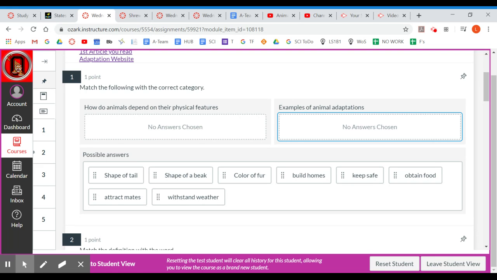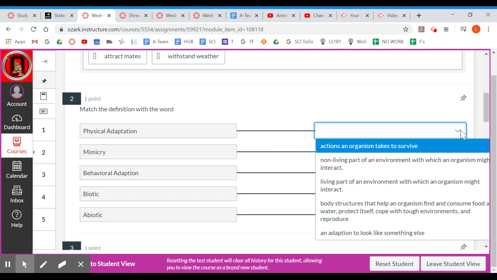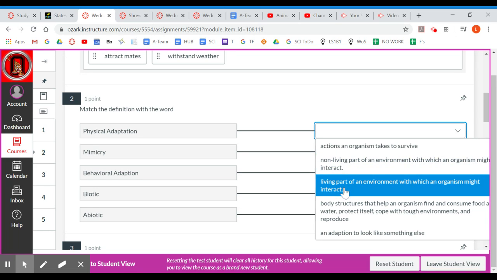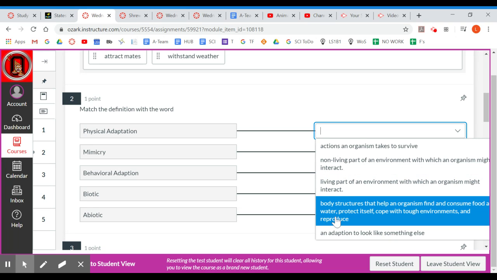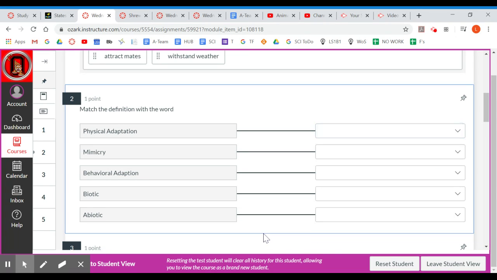Question number 2. You can pause the video if you need to. Here you're just straight up matching definitions with the word. So physical adaptation. The definitions are: actions an organism takes to survive; non-living part of an environment with which an organism might interact; living part of an environment with which an organism might interact; body structures that help an organism find and consume food, water, protect itself, cope with tough environments and reproduce; or an adaptation to look like something else. So you are basically just going to choose which definition matches up.